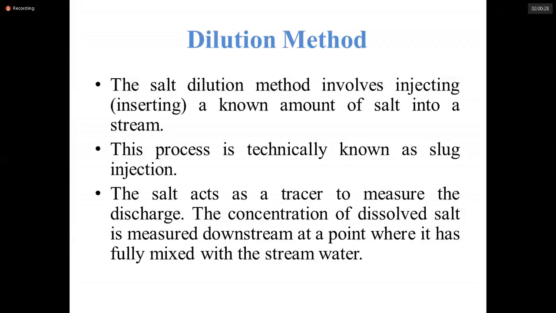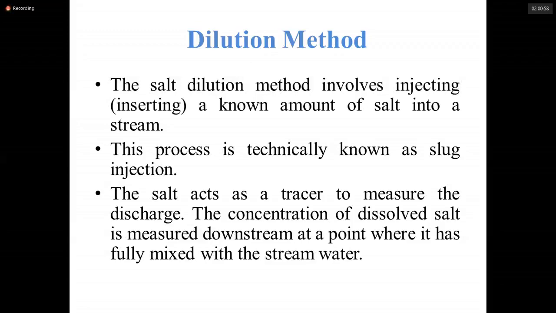In the direct method, there is the area velocity method, which we discussed. The second one is the dilution method. The salt dilution method involves injecting a known amount of salt into a stream. This process is technically known as slug injection. Here, they will inject chemicals, so the salt acts as a tracer to measure the discharge.